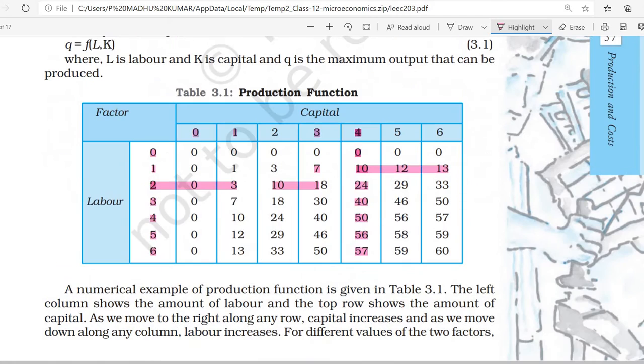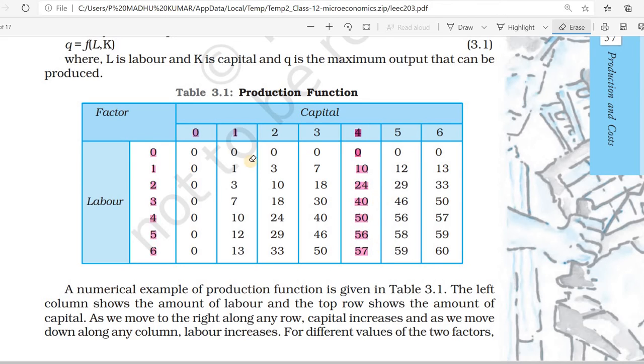Here you can see capital is 4, and at that time we are varying labor, 0, 1, 2, 3. When labor is 0, production is 0. When it is 1, the total product of the variable factor is 10, the next one is 24, 40, like that.